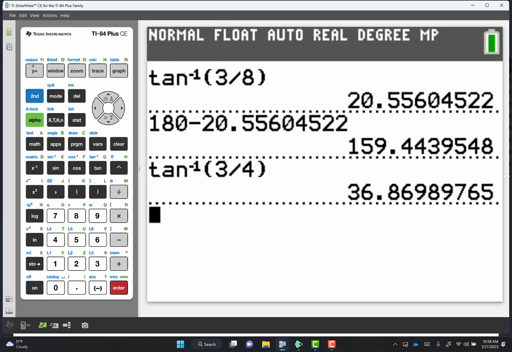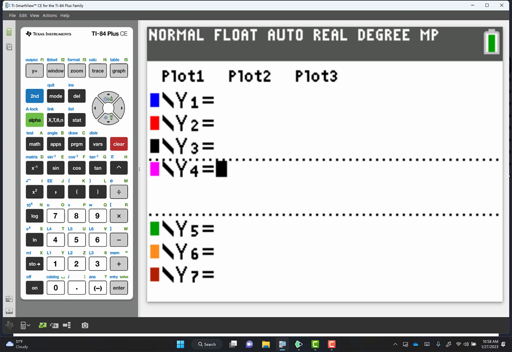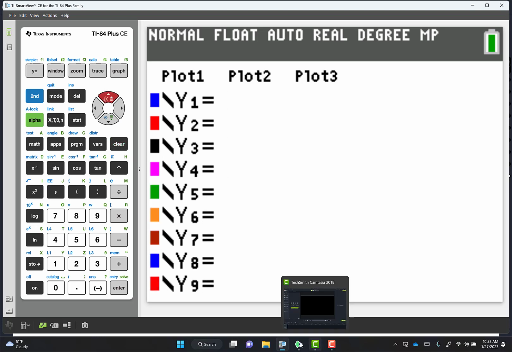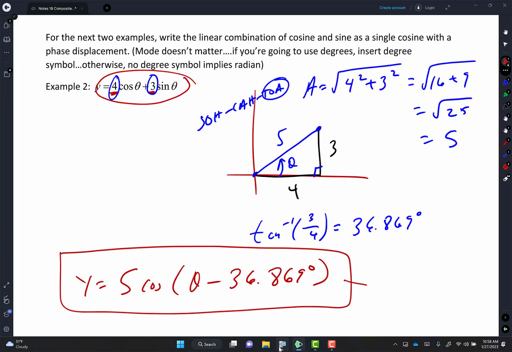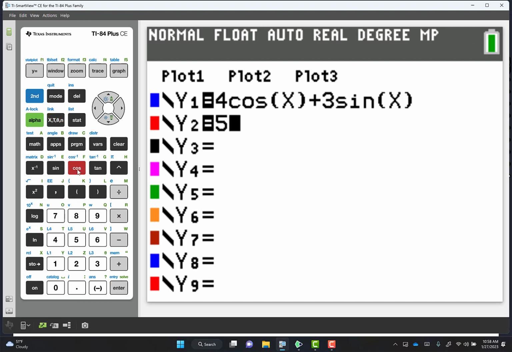So look, I'll go to Y. I'm going to clear everything. Clear, clear, clear, clear. On Y1, I already forgot the equation. Was it 3 or 4? 4 cosine plus 3 sine. So look, 4 cosine x plus 3 sine x. And then on this one, I'll put 5 cosine x minus, and I already forgot. What was it, guys? 869. Okay, check it out, guys.